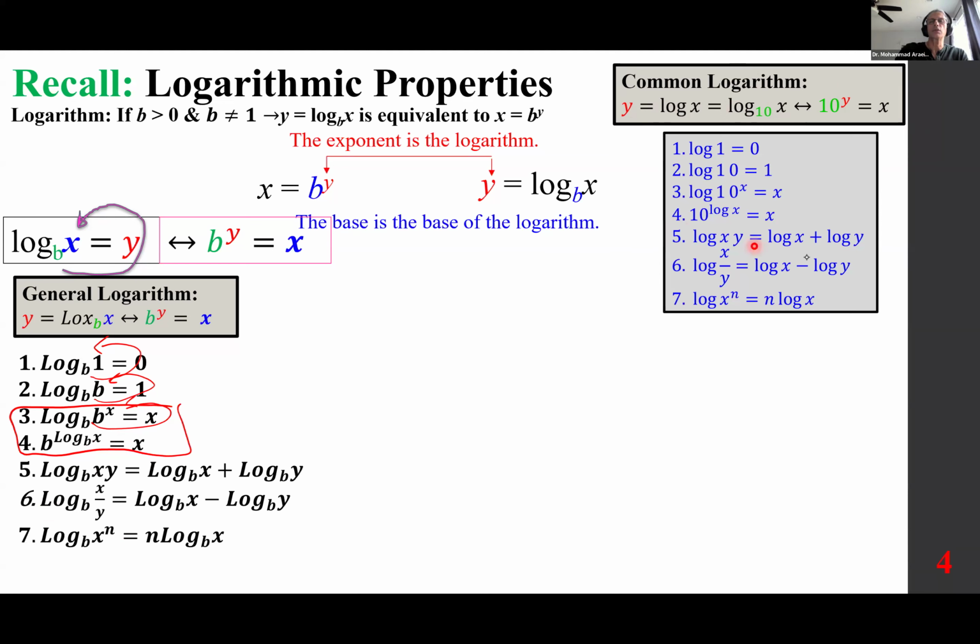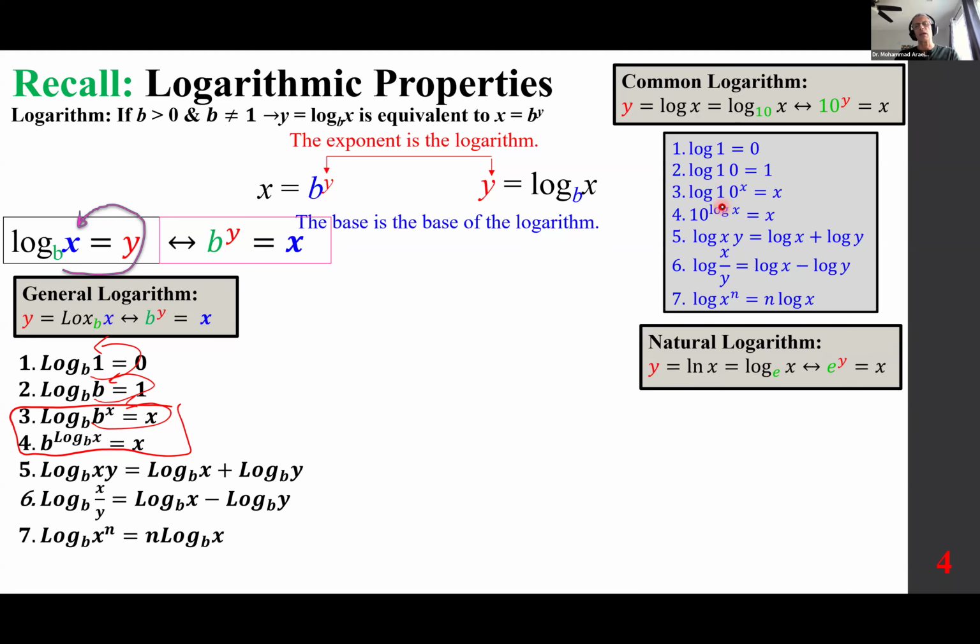So the last three are very straightforward, so is the first one. But what about 2, 3, and 4? Look at number 2. Log base b of b. Because the base must be 10, log 10 must be 1, and 3 and 4, the same thing. The base is supposed to be 10.